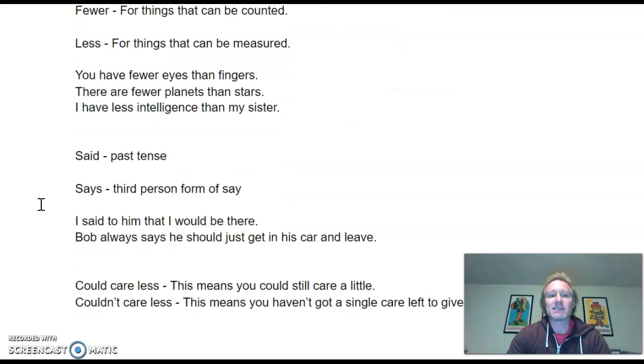Said and says. So this is a problem in my family. Said means past tense. Says is third person form. So you should say, I said to him that I would be there. If you've got an old father like mine, he often says, so I says to him, I says. It's not good English. Doesn't sound great. We can't change him. He's almost 70. And when you're going to use says, it just means it's a third person form of say. So Bob always says he should just get a car and leave. Bob's been married too long.